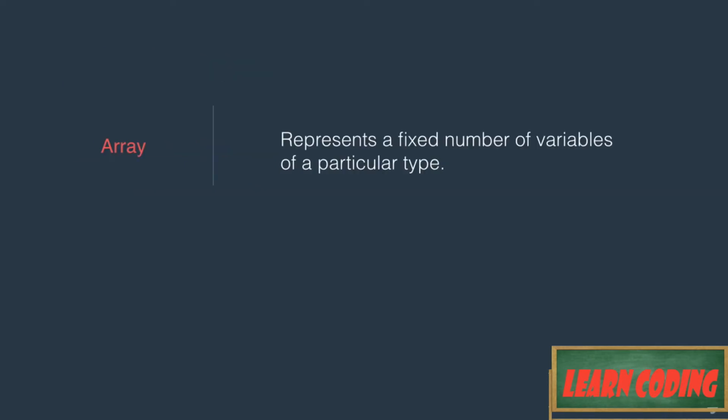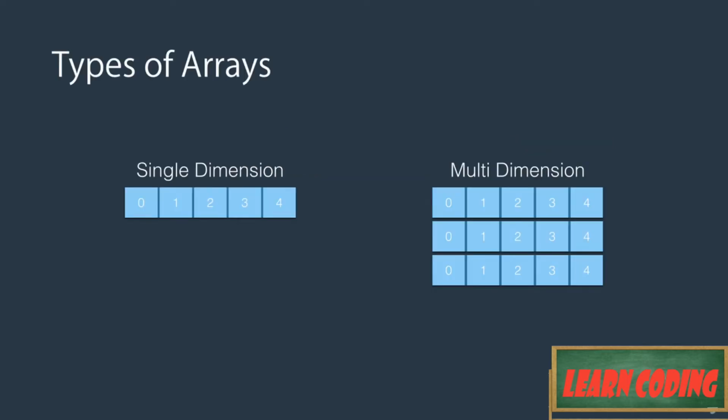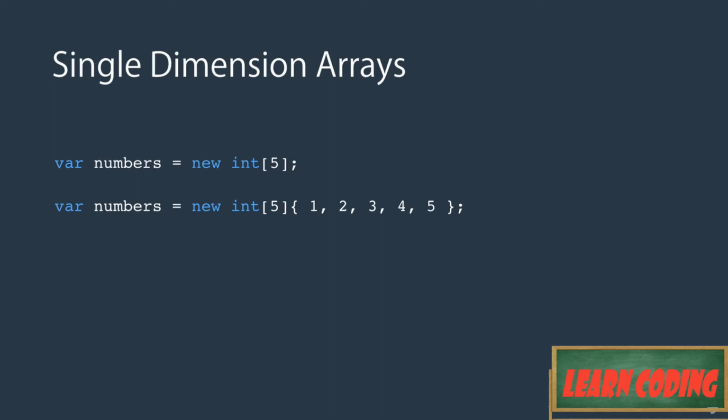So just to refresh your mind, an array represents a fixed number of variables of a particular type. In C#, we have two types of arrays: single-dimension arrays and multi-dimension arrays, like a matrix. So single-dimension arrays is what you have seen before. In this example, we have an array of integers called numbers, and the length of this array is 5. If we know ahead of time the values we would like to store in an array, we can use the object initialization syntax to initialize that array upon declaration. So nothing new so far.